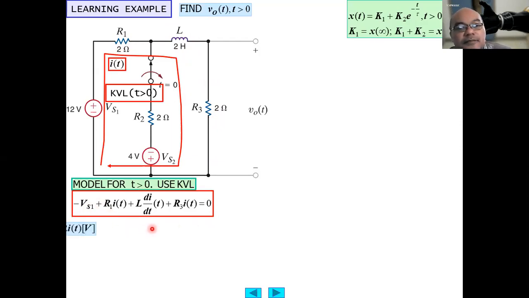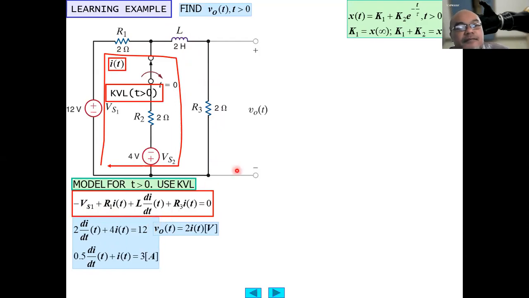Here we simplify further. L is 2 henry, so 2 di/dt, plus R1 and R3 can be made into a single series resistor: 2 plus 2 becomes 4, for i(t). VS1 is minus 12 volt, and we move it to the right-hand side of the equation, equals 12. The final value we want to find is V output at R3, which equals 2 ohm times the current, or 2 times i(t).